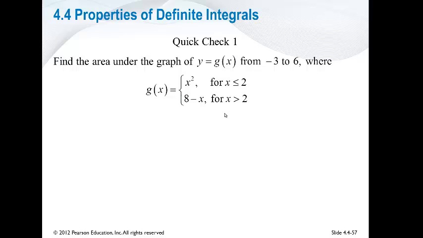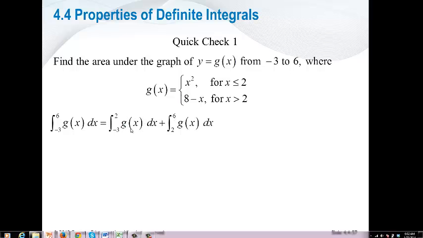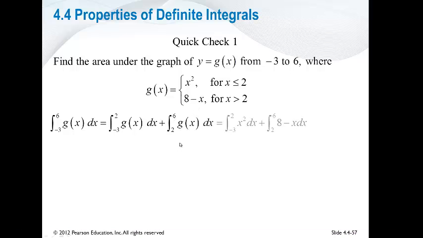So the 2 belongs to the interval from negative 3 to 6, so it will be a good idea to split this integration over two intervals, from negative 3 up to 2, and then from 2 to 6. And this way we need to choose the right formula for g of x. The interval negative 3 to 2 is for x less than or equal to 2, so that's x squared, and then from 2 to 6 it will be 8 minus x. So basically here we see what happens. We found this, and then we look for the antiderivative.